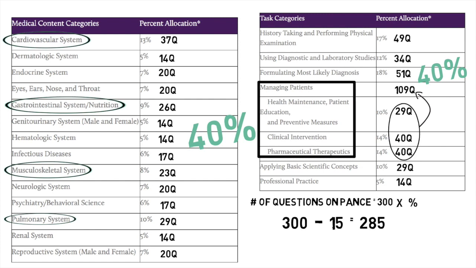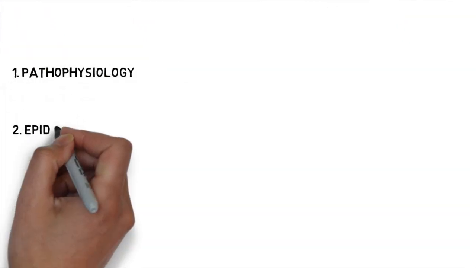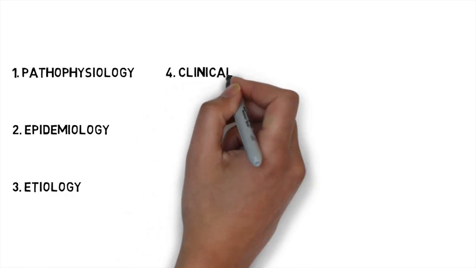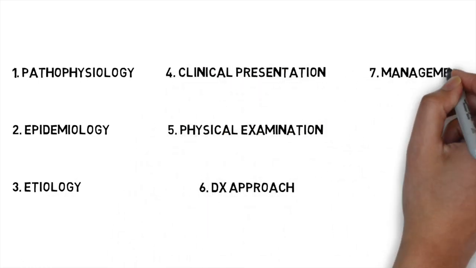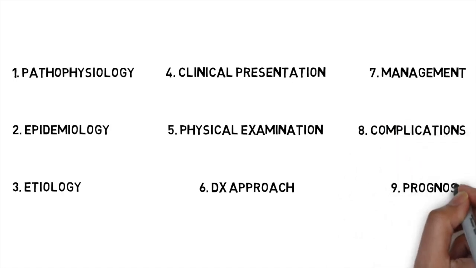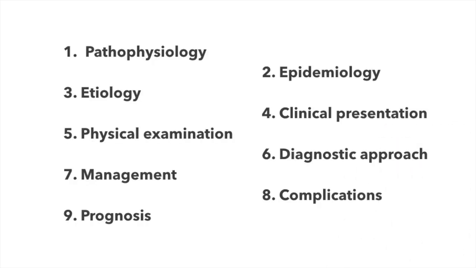Now the question is, how do we use all this information to help us study for PANCE, or really any exam during PA school? In order to do that, we need to organize the task categories a little better. I've done that by splitting it into the following 9 subcategories: pathophysiology, epidemiology, etiology, clinical presentation, physical examination, diagnostic approach, management, complications, and prognosis.